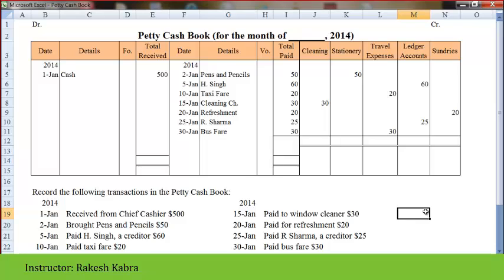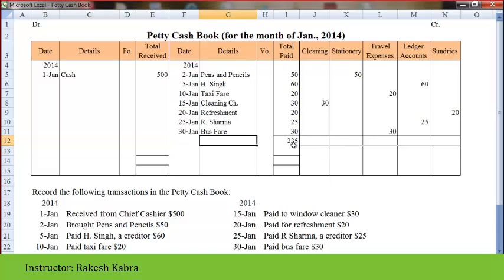Now see, after recording all the small payments made in that particular month, what will I do? I will make total of this total column, total paid. I will make total to find out the total payment in the month of January, small payments. So this is the total in the month of January. Total of small payment. And same thing I will do here also. I will make total of all these specific columns.